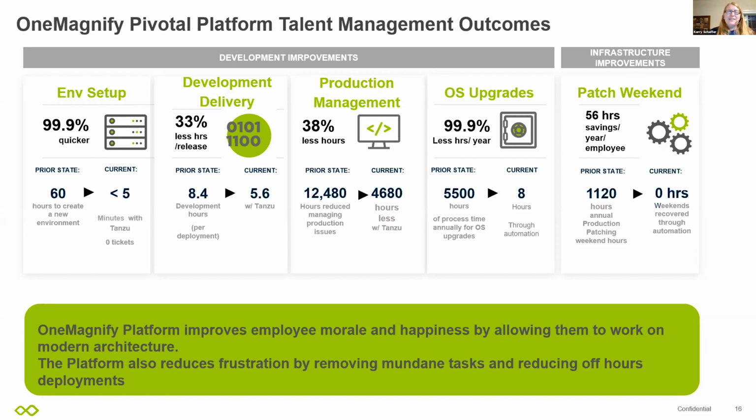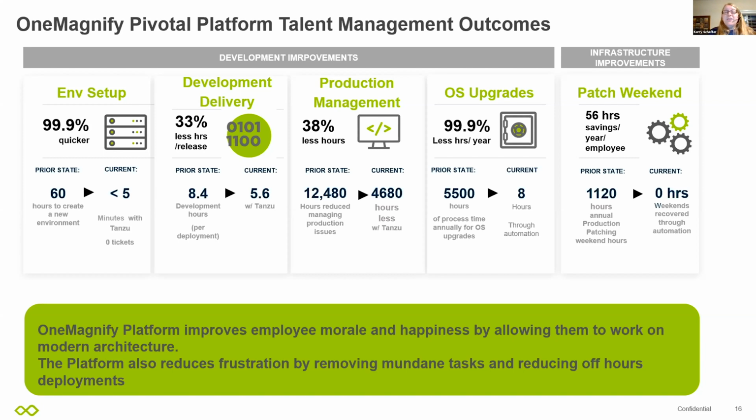Our production management, I did this one on an annual scale because I think it's really impressive. Because the platform is self-healing, we've seen a 38% reduction in hours spent doing production management. Now, there will always be defects and bugs. That is just a thing that happens with software, right? We're not going to get rid of that. But when you're talking about 4,600 hours, you're talking about 2 FTEs. So 2 developers can come out of the overhead of production work to now doing fun, cool, innovative stuff.